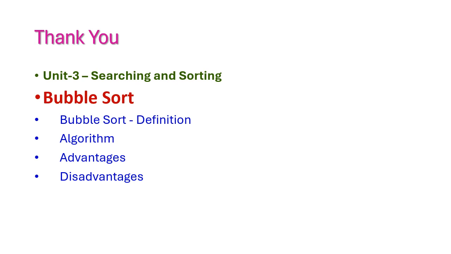So far we have seen bubble sort in the third unit, searching and sorting, and here we have seen the bubble sort definition, and the algorithm for bubble sort with some example. After that, we have seen the advantages and disadvantages of bubble sort. In the next class, we will see another important sorting technique from the third unit. Thank you.